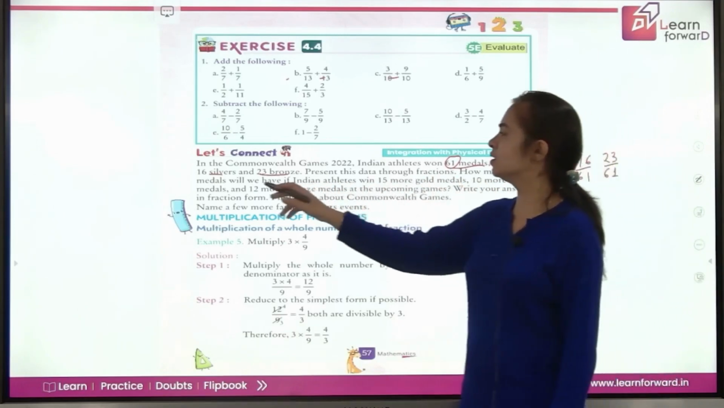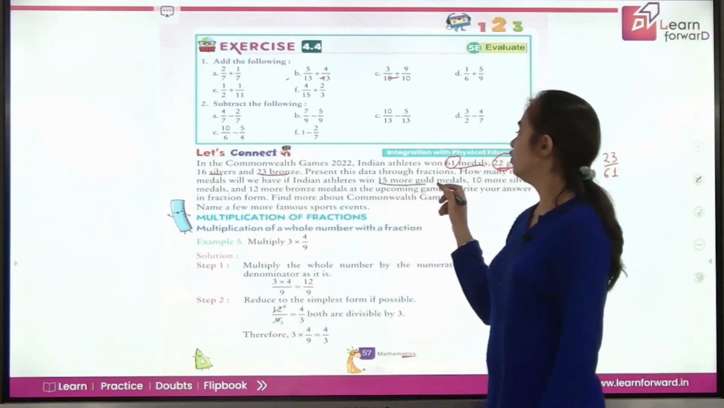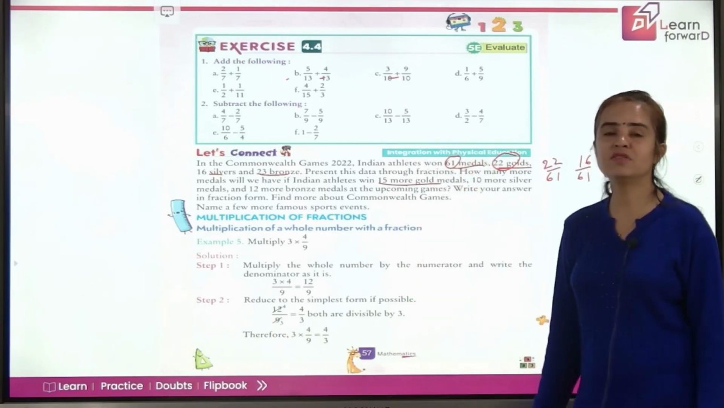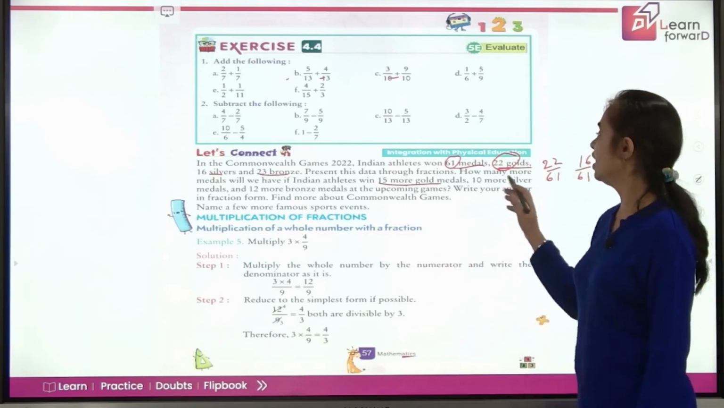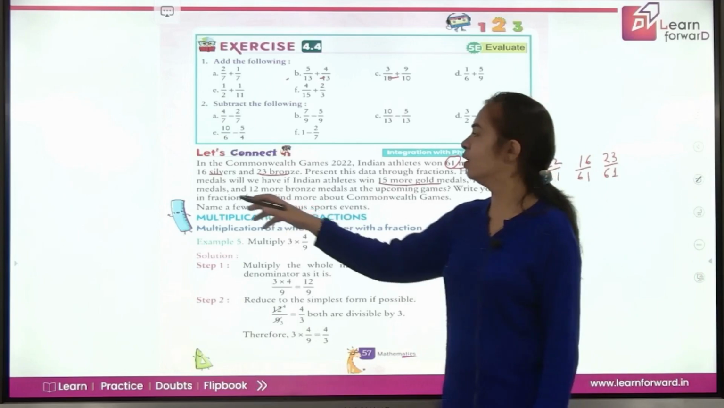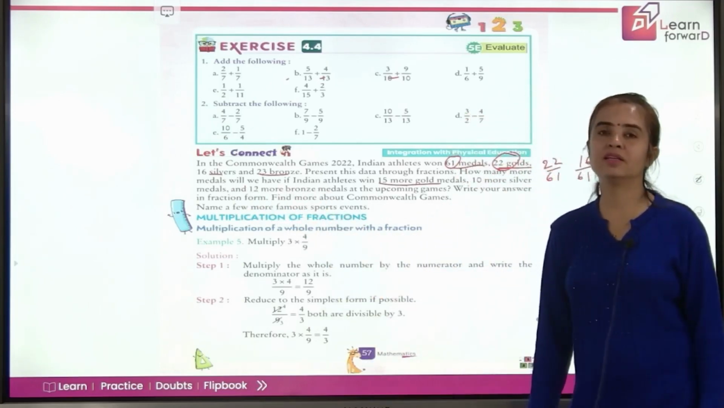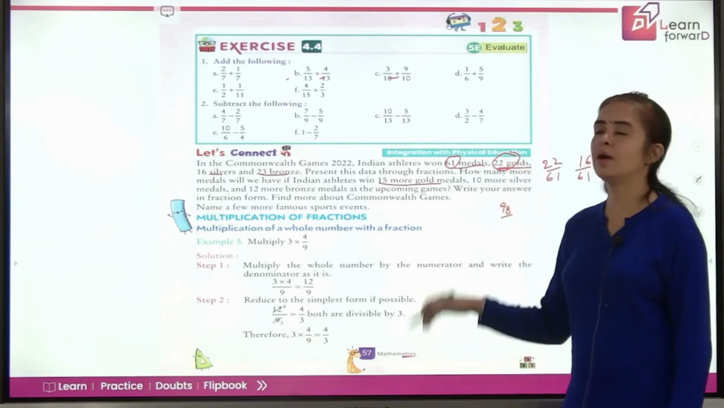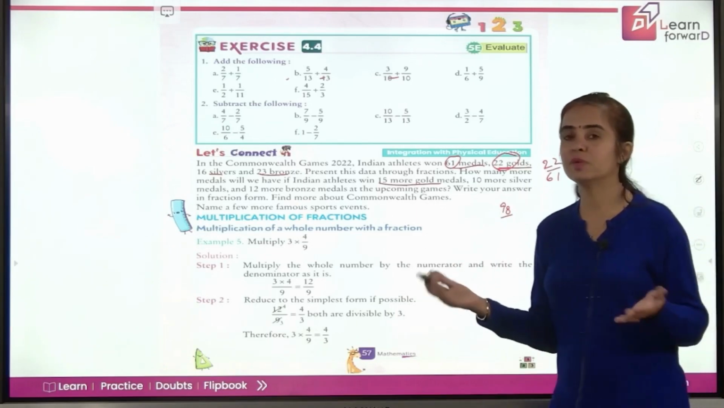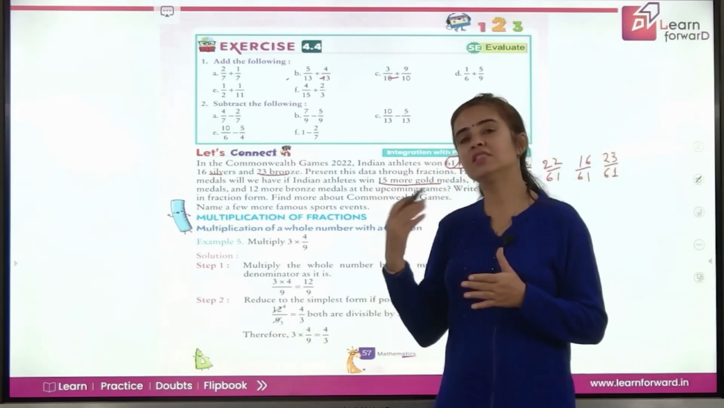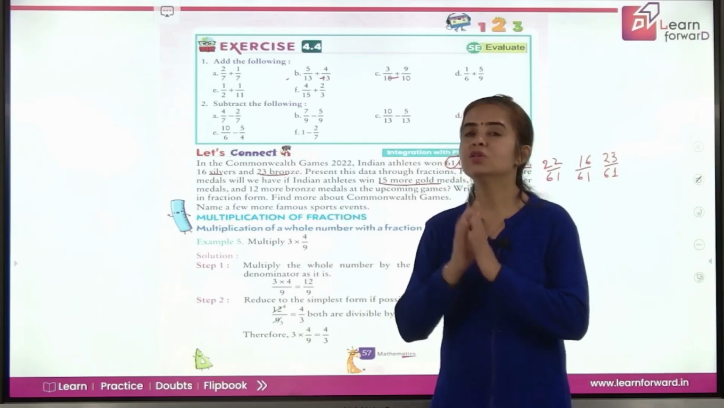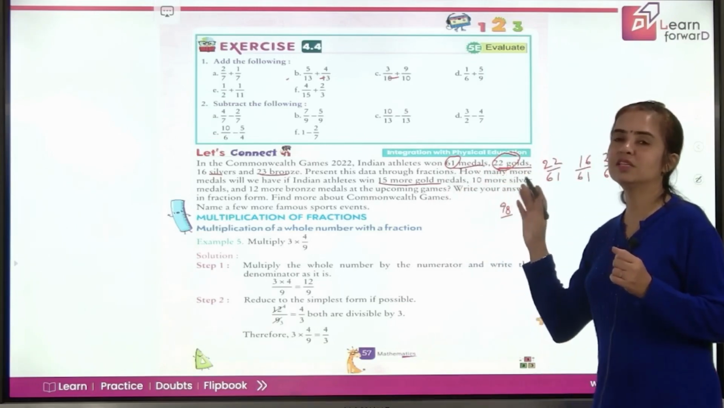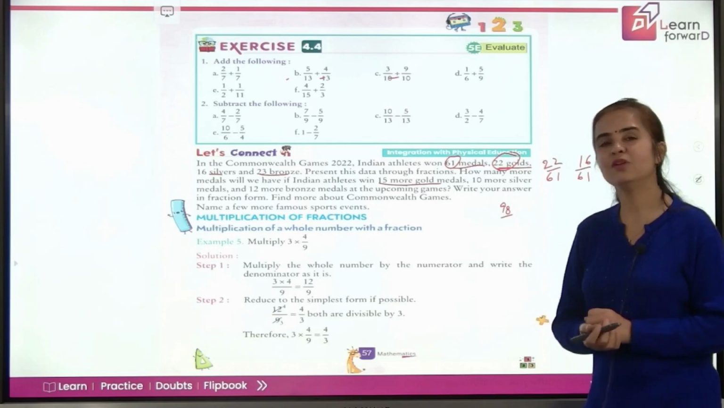Now, how many more medals will we have if Indian athletes win 15 more gold medals? So this number of 61 changes to 61 plus 15, which is 76. 10 more silver, that means 86 now. And 12 more bronze medals, that is 98 total medals now. And now with the new number, you will be finding the new fractions, because the number of gold medals has increased, silver and bronze medals have also increased. So the fractions will change. Now your total number of medals is 98. Find out gold, silver and bronze medals respectively and find out the new fractions.